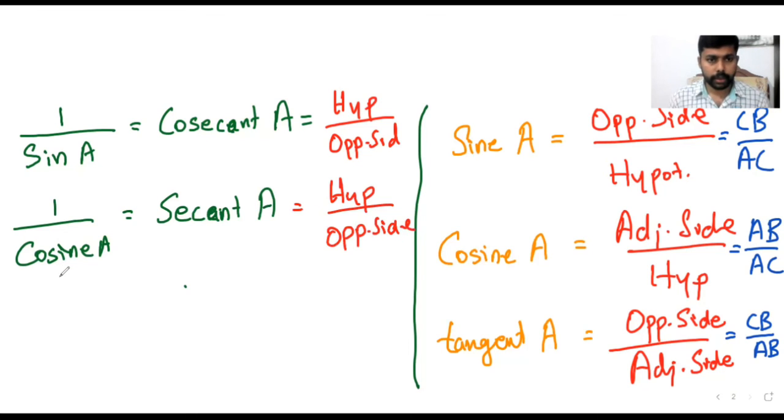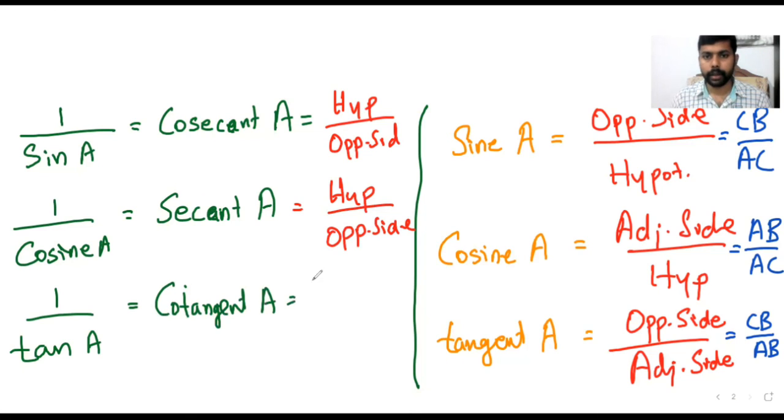In the same way we can consider the reciprocal of tangent. That is another trigonometric ratio, 1 by tangent A. 1 by tangent value of A is defined as the cotangent value of A. Cotangent of A is defined as adjacent side divided by opposite side, just the reciprocal of the tangent value.